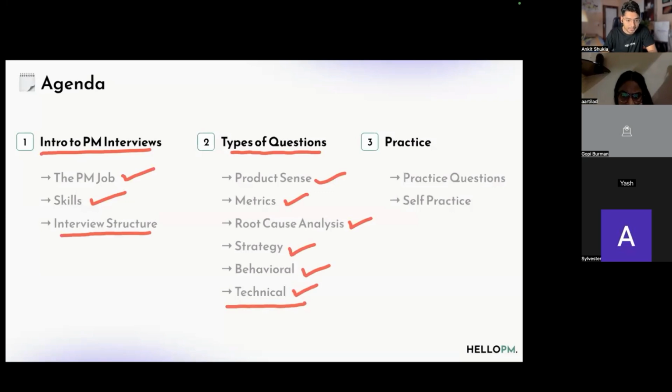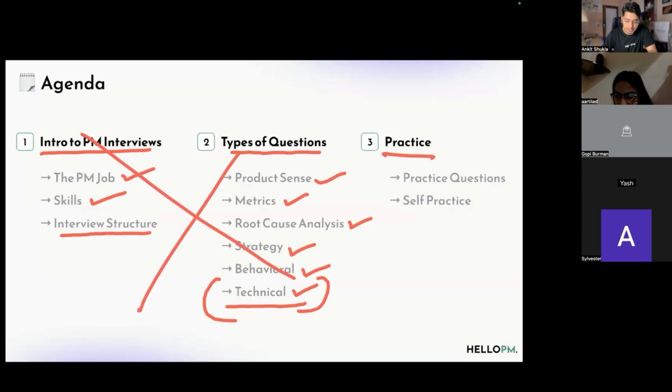There are many people in the session today who are coming from non-tech backgrounds. Still, they could be asked technical questions as well. So we will make sure that, even if you are from a technical background, you know how to prepare for technical rounds as well. And then eventually we will talk about how to practice. Understand, all of this is useless if you do not know how to practice. If you do not practice, all of this is useless. So now let me go ahead and start formally with the session.